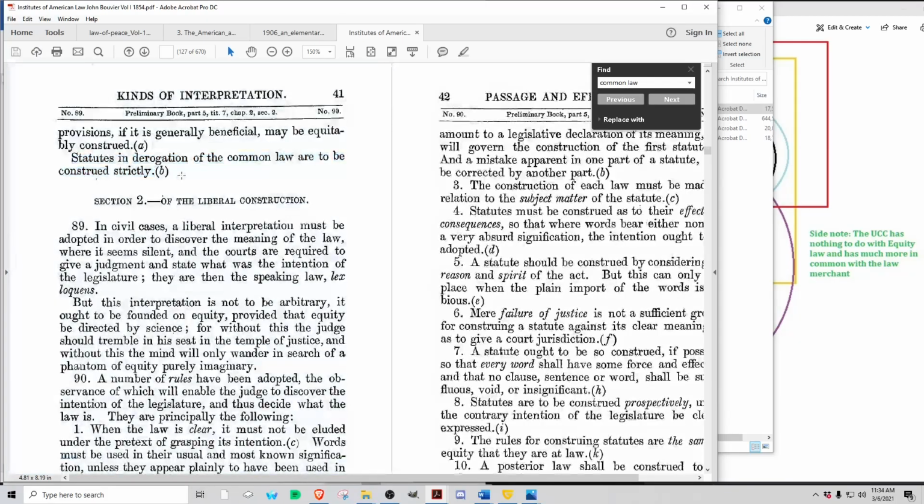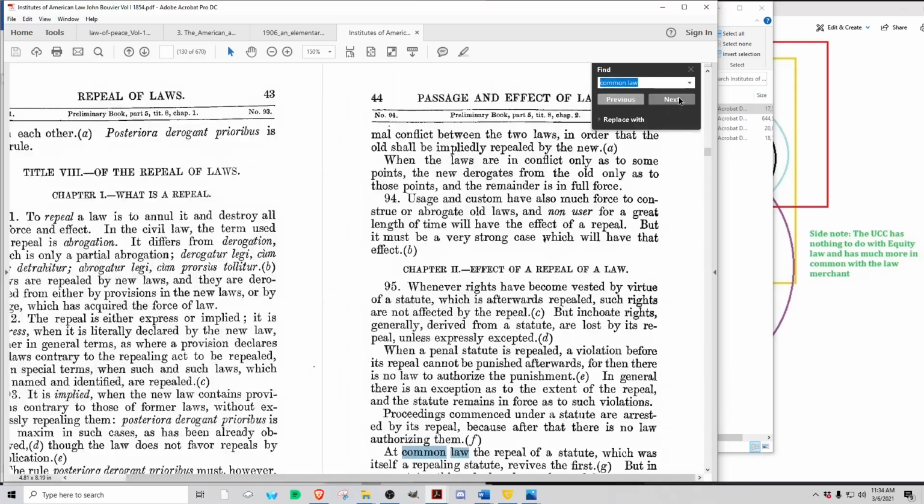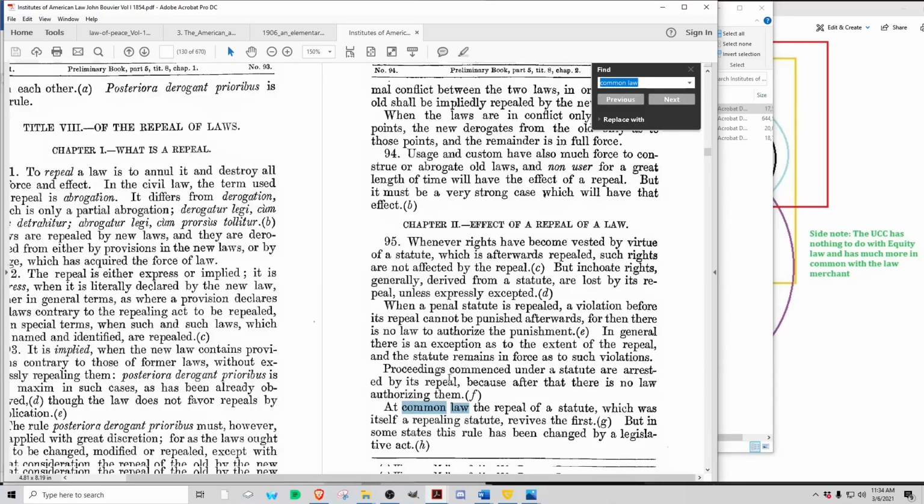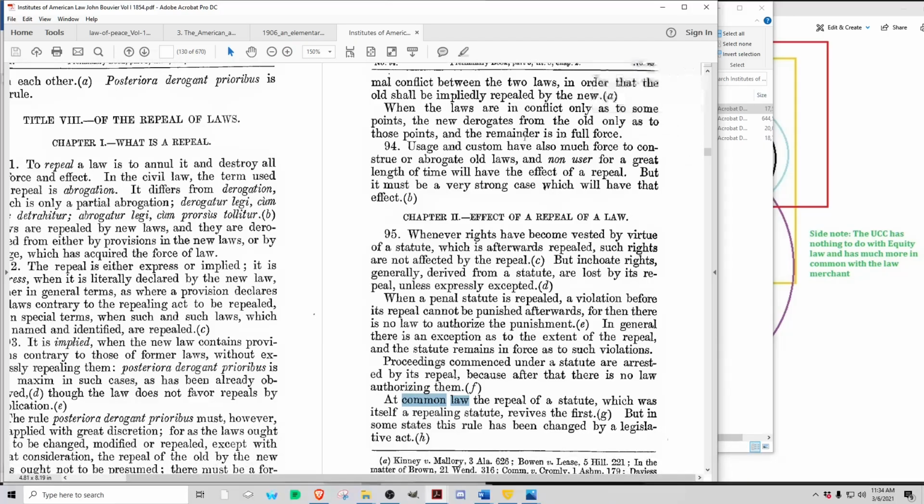So statutes. Any statute that is against the common law or an opposite of the common law is to be construed strictly. You have to use them exactly the way they're stated. They cannot be broad. You cannot expand their meaning. And that's because the common law is the superior law. And then you can just click it again and go through and find various different things of anything you're looking for. So just a note to anybody who's new to that search aspect of a PDF.